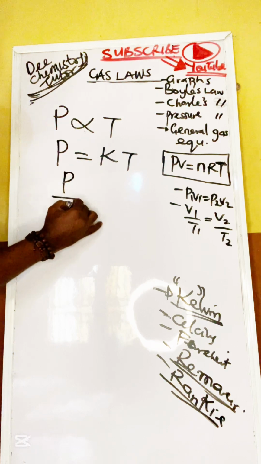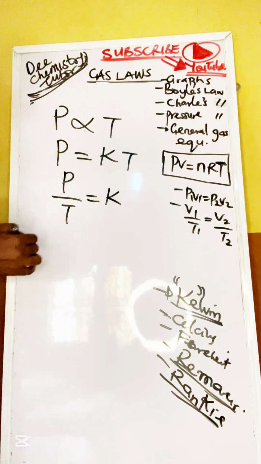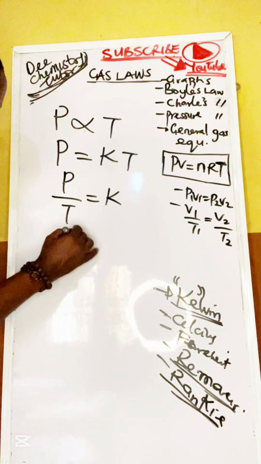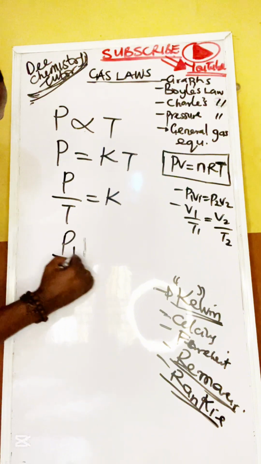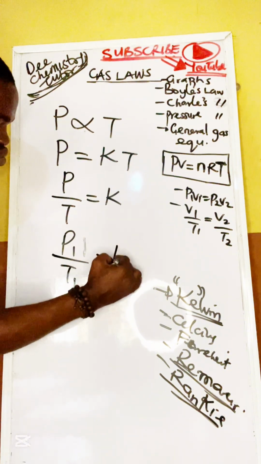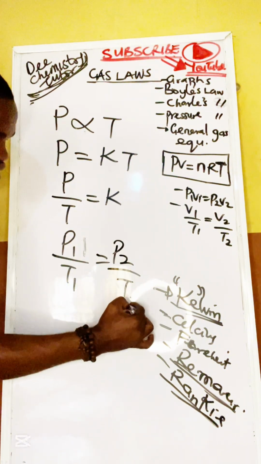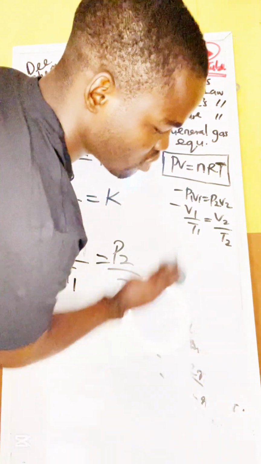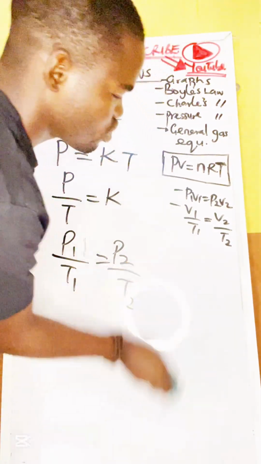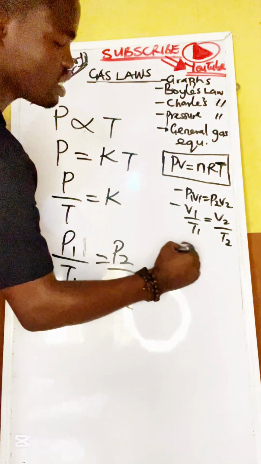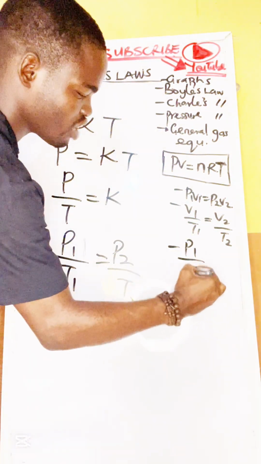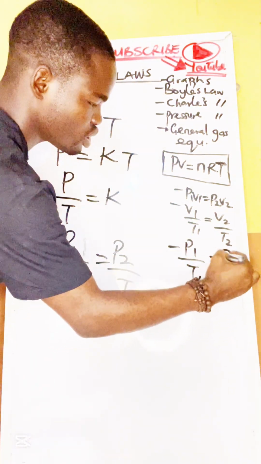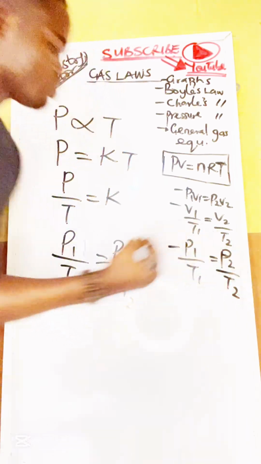Then P over T must be equal to K. Then if that is so, I can say P1 over T1 equals P2 over T2. So that means that's another formula. So that's the third formula that we'll be needing: P1 over T1 equals P2 over T2.